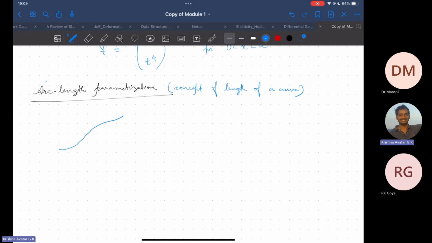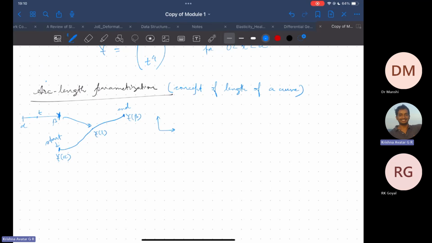Say it has been mapped from some interval alpha to beta into this R2 space, so x and y. It starts from here and ends here. So there's gamma vector of alpha, and this is gamma vector of beta. And at any point, this is gamma vector of t. So let's fix our originating point here, from where we start walking along the curve.